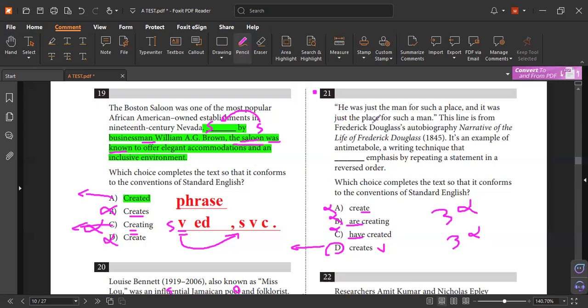So I'm going to check. Is an example of antimetabole. Do you remember it? No problem. He explained a writing technique, antimetabole, a technique that, here is a relative pronoun. So technique is the subject of this verb. Technique is singular, so you need a singular verb. This is called the rules. But three singular is a hack. So letter D is correct.